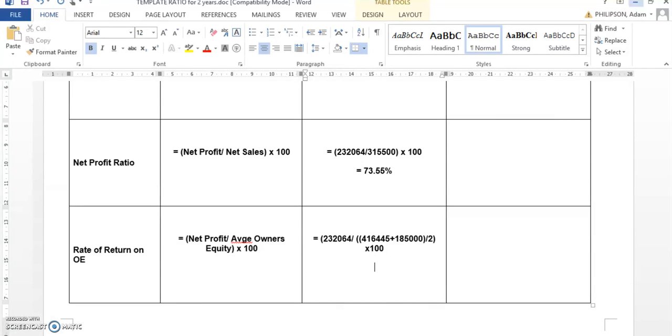So if we put all of that into our calculator, we'll show the next step of working even. 232,064 on 300,722.5. That's our average owner's equity. Times 100 equals 77.17%.